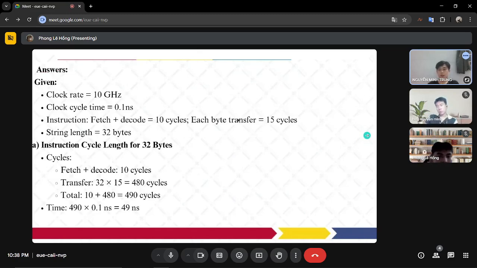Answer A. Given clock rate 10 GHz, the clock cycle time is 0.1 nanoseconds. The instruction fetch and decode takes 10 cycles, and each byte transfer takes 15 cycles. String length is 32 bytes. Instruction cycle length: 10 cycles fetch and decode plus 32 times 15 cycles for the transfer, which is 490 cycles, or 49 nanoseconds.